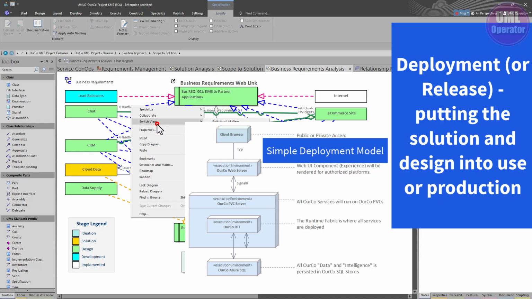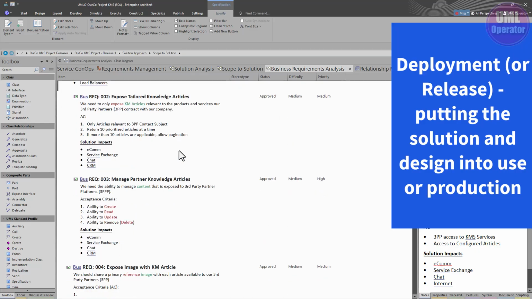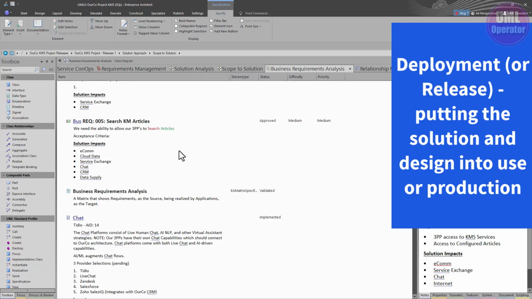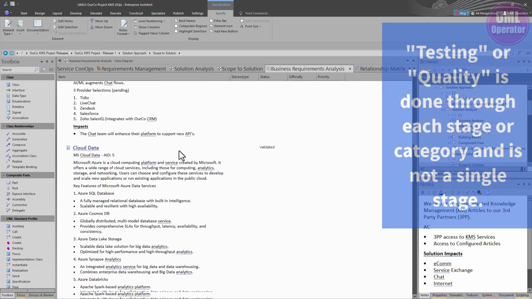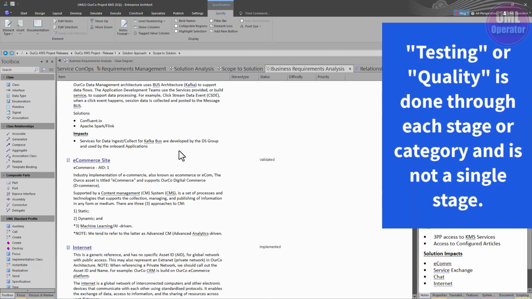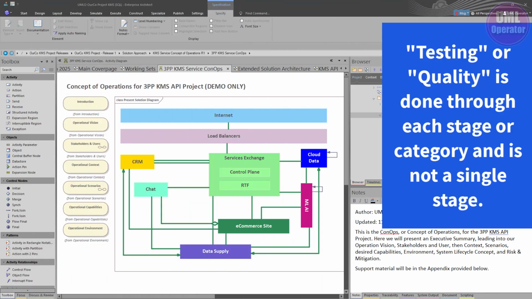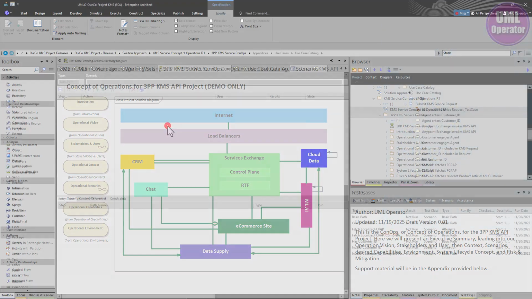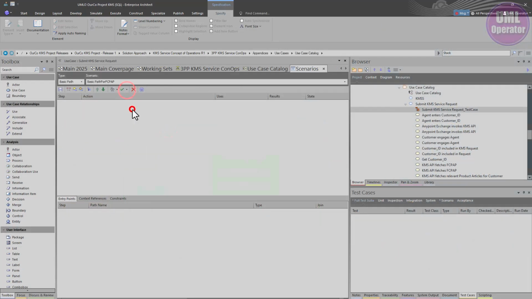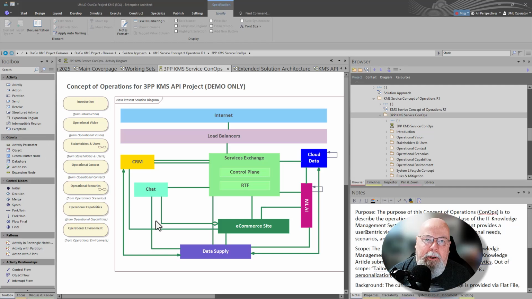And there's a lot involved here, but this is putting the solution and design to use or production. And I want to make a special note that testing or quality is done through each of the stages or categories mentioned above and is not a single stage. Start testing and QoS, quality of service, as soon as possible. All right, we're going to wrap up now.